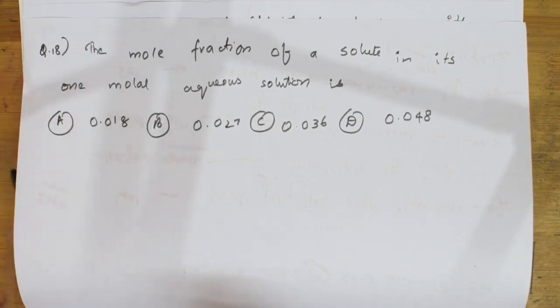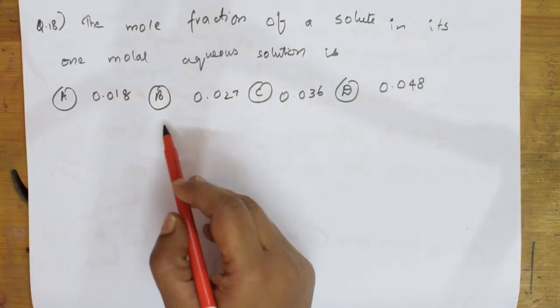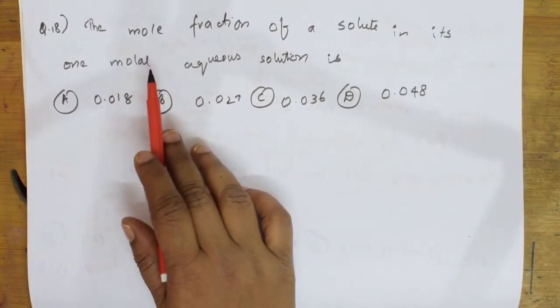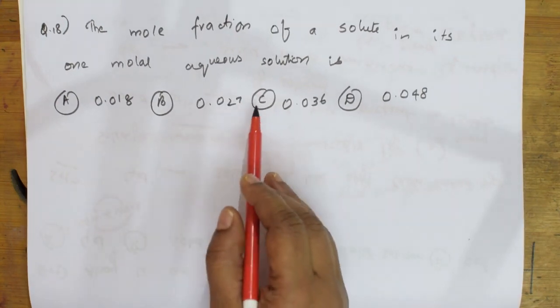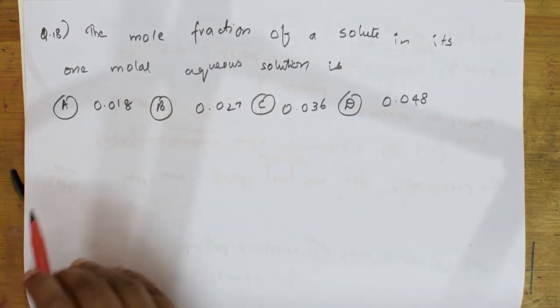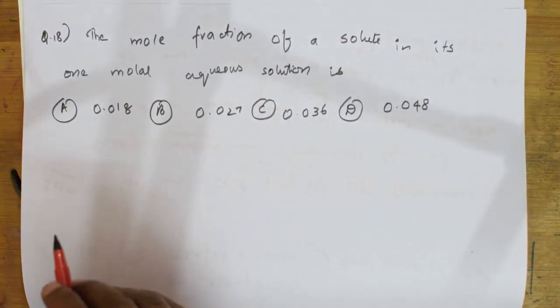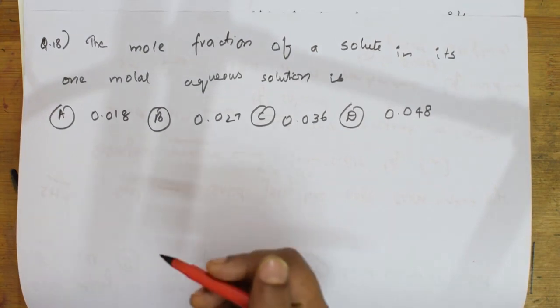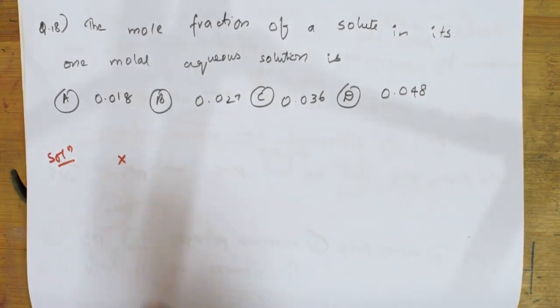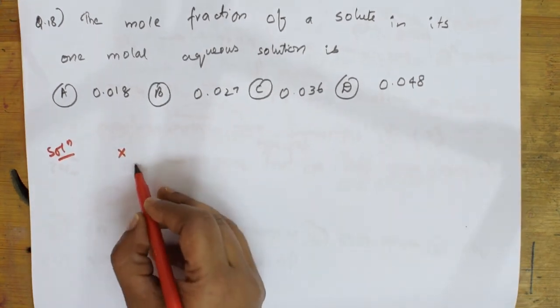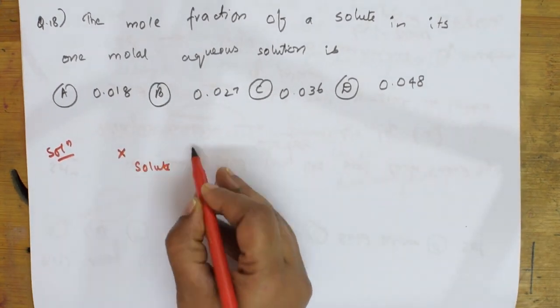So which chapter is this? This is basically from the solution chapter. They said: the mole fraction of a solute in 1 molar aqueous solution is? Right. So we have to find the mole fraction. Mole fraction is denoted by X, isn't it? I have to find it for the solute. So the mole fraction of solute I need to find.